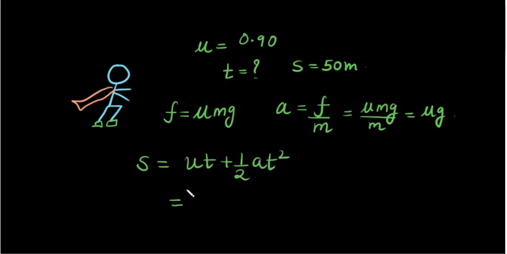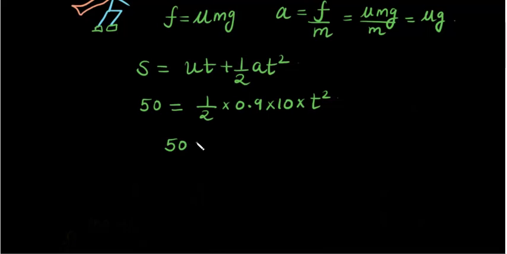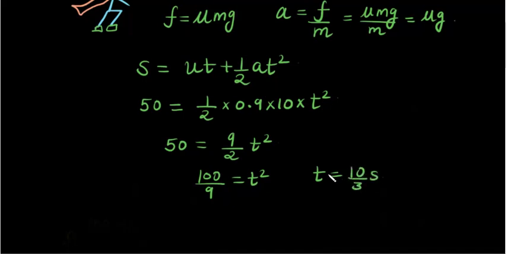Since the initial velocity is 0 and s is 50, this is half into μg. μ is 0.9, into g, g is 10, into t square. So 50 is equal to 9 by 2 into t square. So 100 by 9 is equal to t square. So t is coming out to be 10 by 3 seconds. So 10 by 3 seconds is the minimum time in which Superman will complete the 50 meter distance.